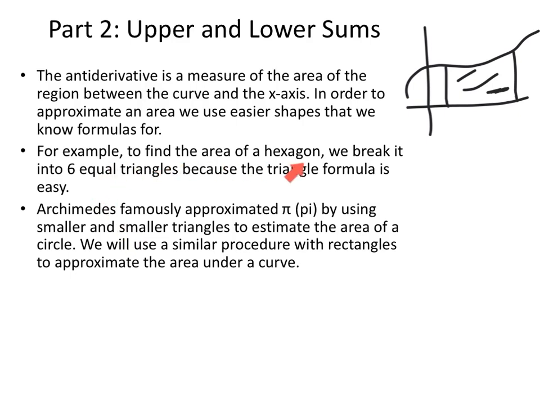So to find the area of a hexagon, we might break it into 6 equal triangles because the triangle formula is really easy for area. Archimedes famously approximated pi using smaller and smaller triangles to estimate the area of a circle. We're going to use a similar procedure with rectangles to approximate the area under a curve.